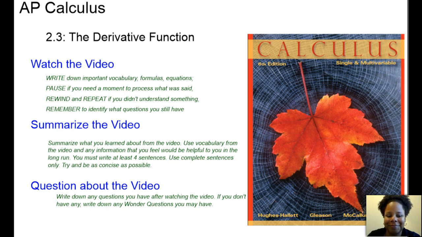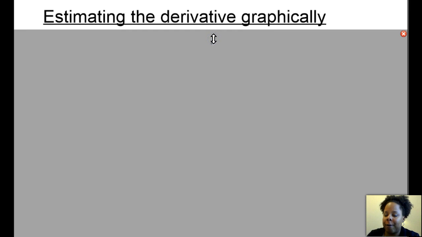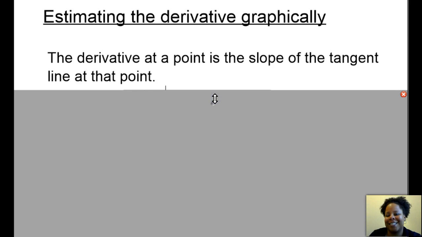Let's begin. So we've been talking about the derivative so far in the last few videos, and today we're going to look at 3 ways to determine the derivative function. So we're going to estimate the derivative graphically. A little bit later on, we're going to estimate the derivative numerically. And then lastly, we're going to determine a formula for the derivative. So if you recall, the derivative at a point is the slope of the tangent line at the point.